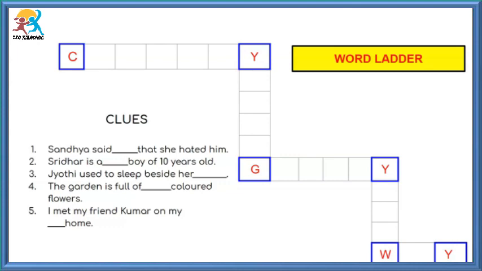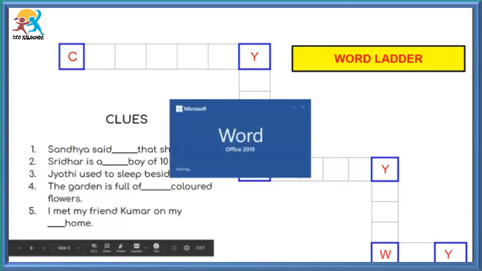Okay, so here we go, and here some clues are given in order to fill these blanks. I'll read it for you. Sandhya said dash that she hated him. Sridhar is a dash boy of 10 years old, and this word you need to begin with Y and end with G. Jyoti used to sleep beside her dash. Here the word begins with G and ends with Y. The garden is full of dash colored flowers. Here you need to fill the word belonging to the colors, which starts with Y and ends with W. You need to guess it, okay? I met my friend Kumar on my dash home. Only a three-lettered word here.